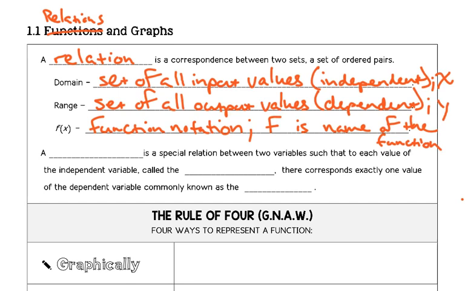So what exactly is a function? A function is a special relation. A relation is a correspondence between two sets, my domain and my range. So a function is a special relation between my two sets, my two variables, such that to each value of the independent variable, called the domain, as we defined above, there corresponds exactly one value of the dependent variable, commonly known as the range. That exactly one value is what makes this specifically a function, and not just a relation, but a special type of relation called a function.